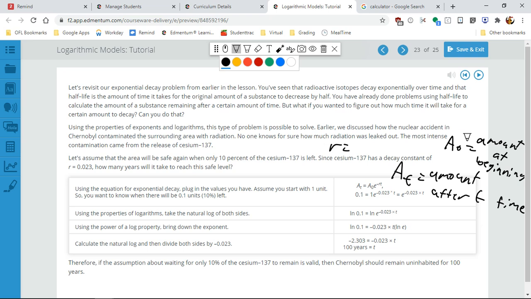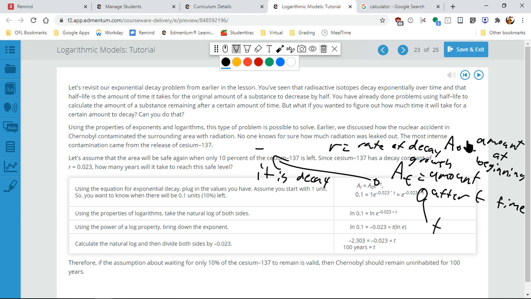R is the rate of decay, or growth. It could be for growth too. The negative in this just means that it is a decay. If it was positive, it would be growth. So that's all that negative stands for. And then you guys can guess that this T just represents the time that has passed.